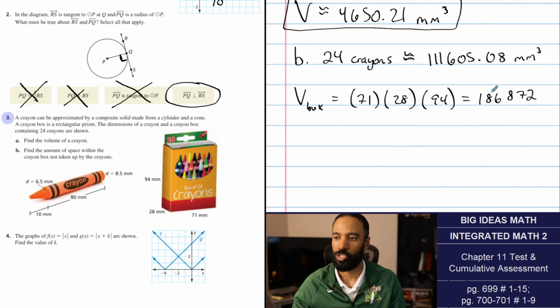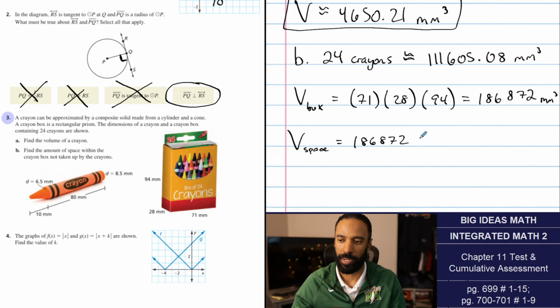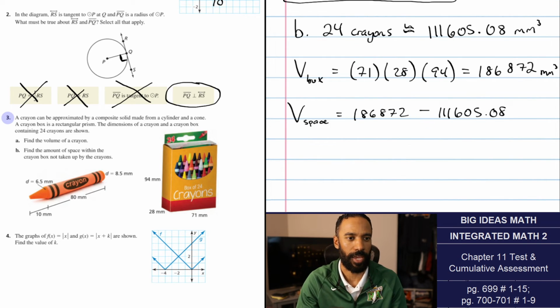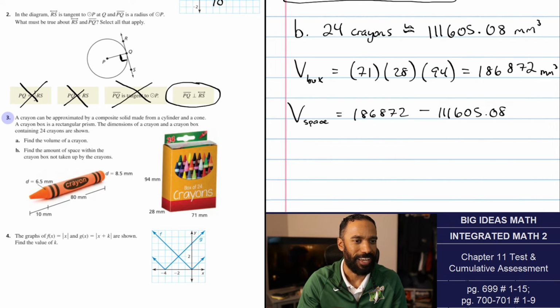186,872 cubic millimeters. So for the volume of the empty space, we're going to take that number minus that number. And it's okay to use the rounded one here because we're still going to round by the exact same amount. This is exact, and that's a single rounding through subtraction. Totally okay. So I'll take one minus the other. The only problem is I don't know how to type that out.